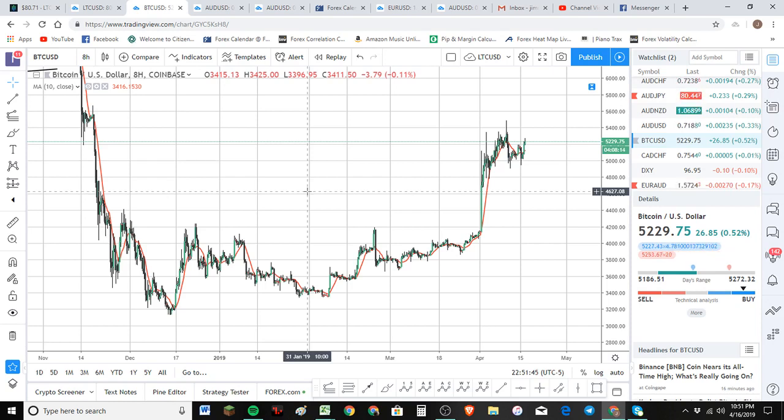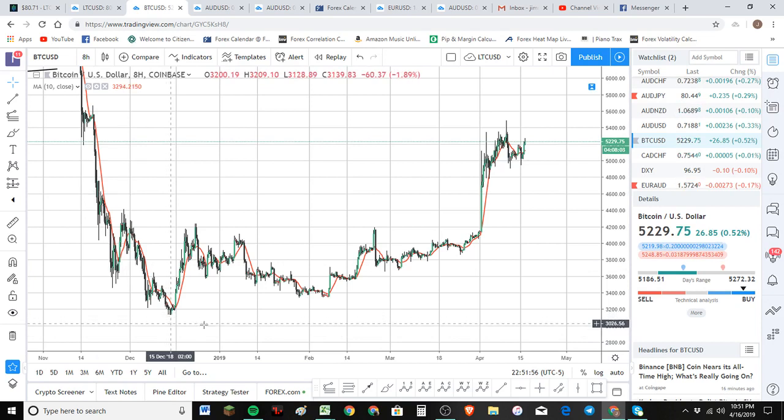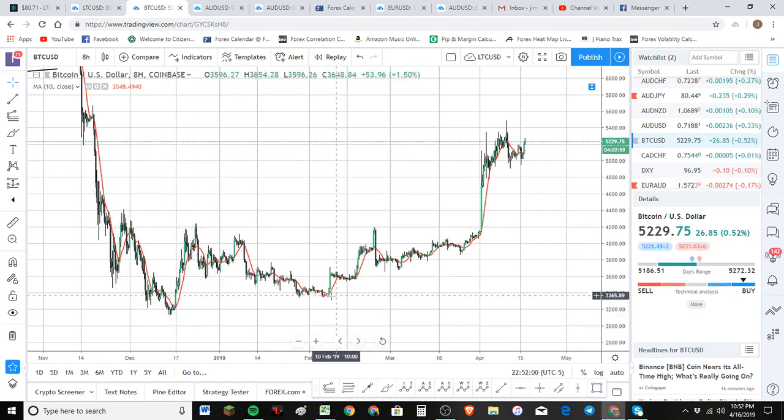Let's get into the chart. You're looking at the Bitcoin chart on the Coinbase 8-hour chart. And you see the low that we put in here, right around 3,156, somewhere in that ballpark. We came up for a rebound wave, and that was nice. And we came back down for a wave two.